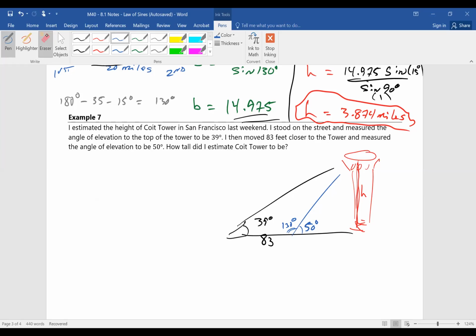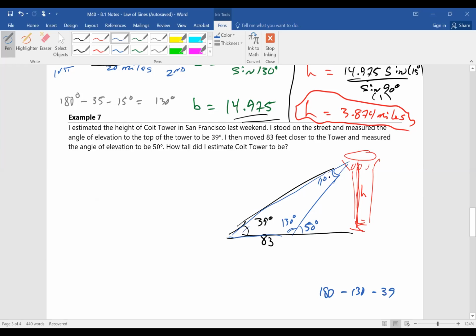I don't know if you can read my writing there. Let's try one more time. So that's 130. And again, if I wanted to figure out what this angle was, all the angles in this first little triangle have to add up to 180 themselves. So 180 minus 130 minus 39, what is that, 169? So this angle here has to be 11 degrees.